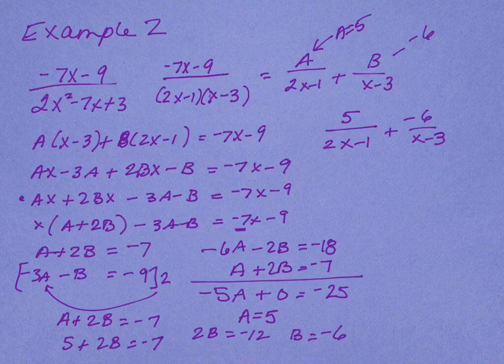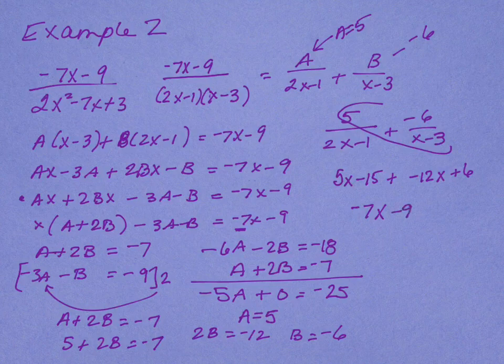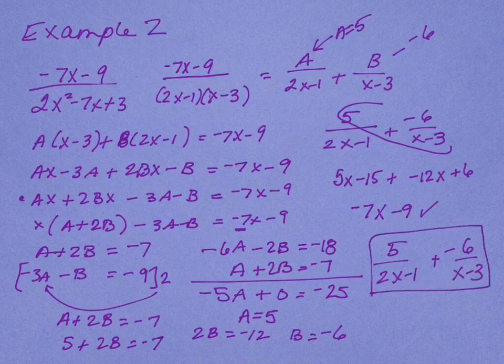Now, how can we check to see if that's correct? We cross product and see if it equals negative 7x minus 9. So this is 5x, if I cross product, minus 15 plus negative 12x, right, plus 6. So I get negative 7x minus 9. So I was correct. It is 5 over 2x minus 1 plus negative 6 over x minus 3. Always use a plus. Use a negative on the fraction. So there you go. That's what I got for example 2.